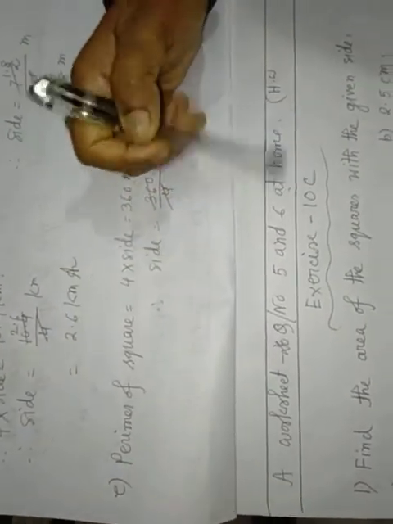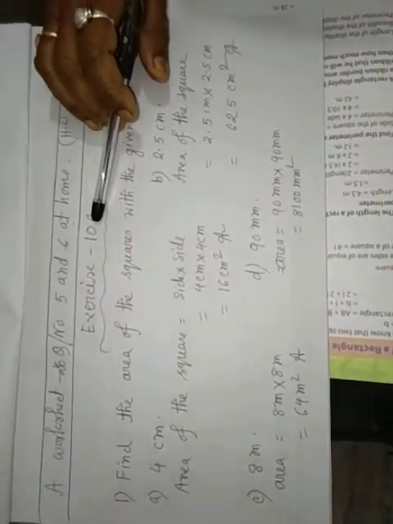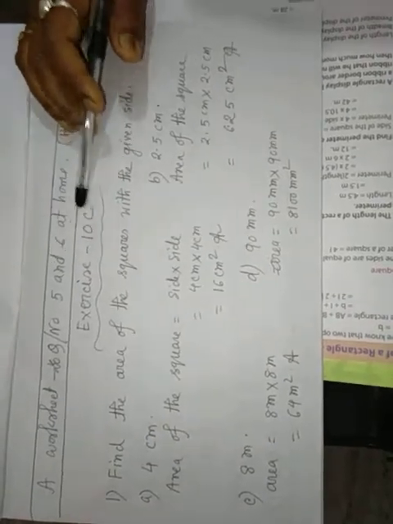Perimeter of square, 4 into side equal to 360 millimeter. Side is 360 by 4, which is 90 millimeter. So worksheet homework: do question number 5 and 6 at home. Exercise 10A and 10B are done. Now we come to 10C.